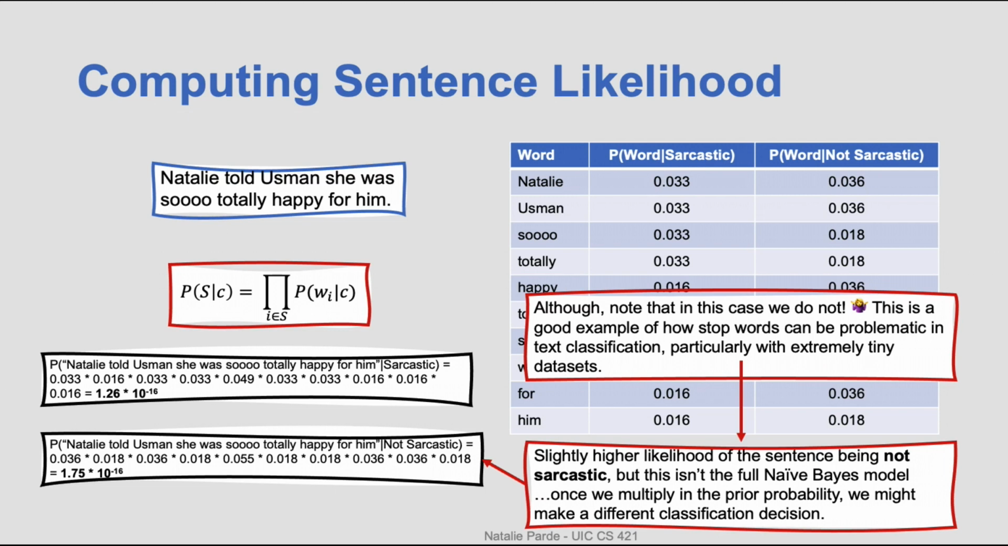However, this is actually a nice example of how stop words can be problematic in text classification. In this case, they just added a bunch of noise to our solution because even though they're not inherently associated with either class, they happen to be slightly more prevalent in the non-sarcastic data. And since stop words are so frequent, this information just ended up overpowering the information that we got from more meaningful words like "so" with four O's.